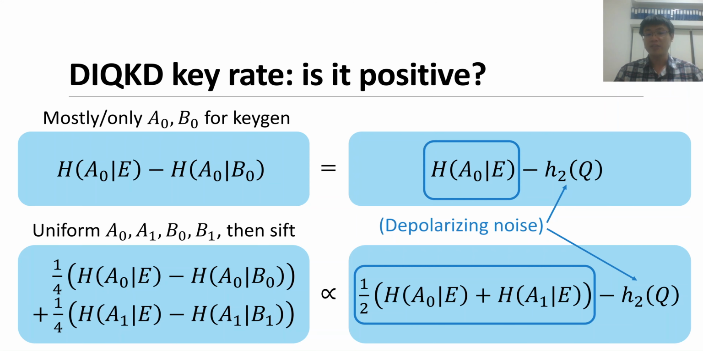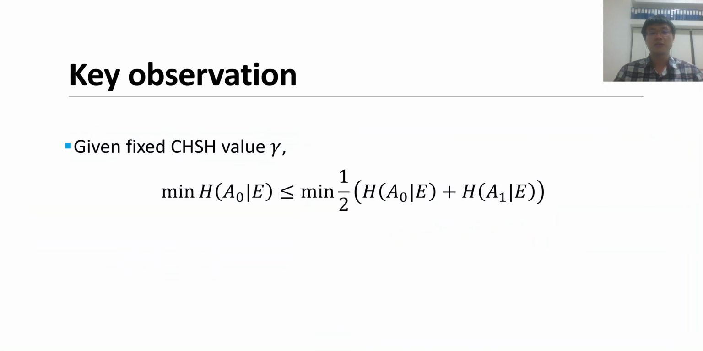On the top, we have essentially the conditional entropy of just Alice's measurement A0 against Eve. And on the bottom, we have essentially the average conditional entropy of A0 and A1 against Eve. And this brings us to the key insight of this work, which is that if you consider devices that produce a given amount of CHSH violation, then in general, the worst case value of the A0 conditional entropy is going to be smaller than the worst case value of the average conditional entropies of A0 and A1.